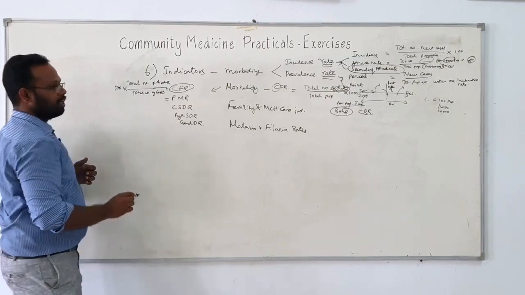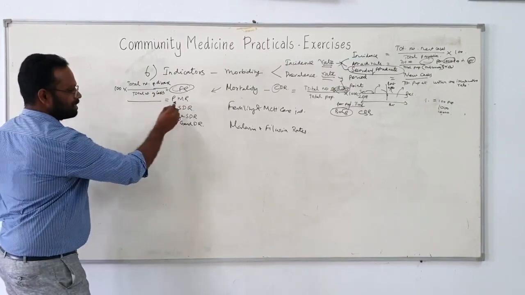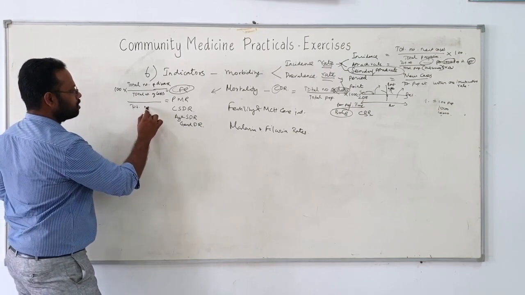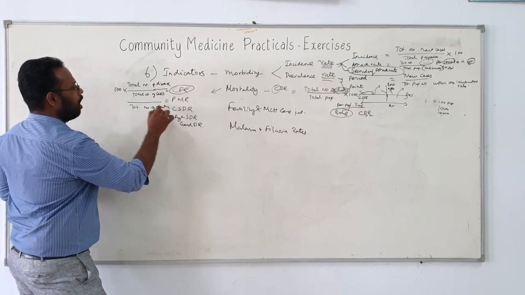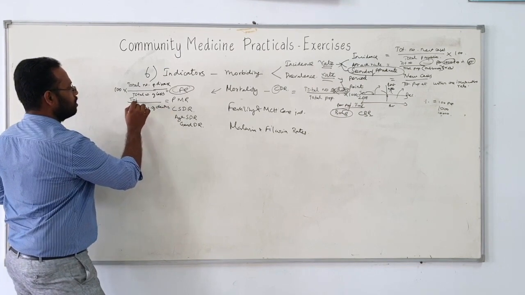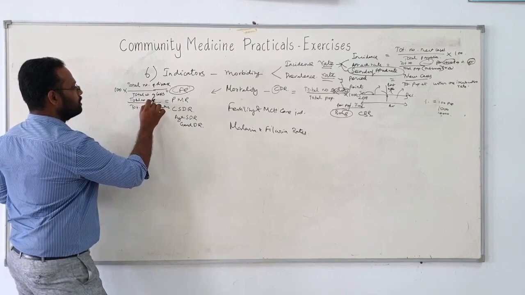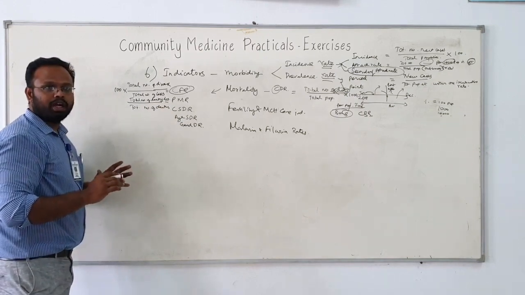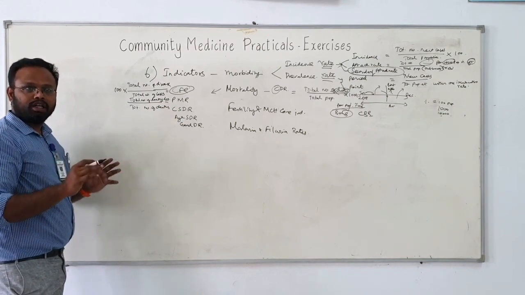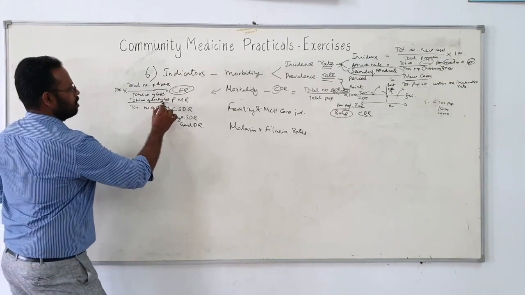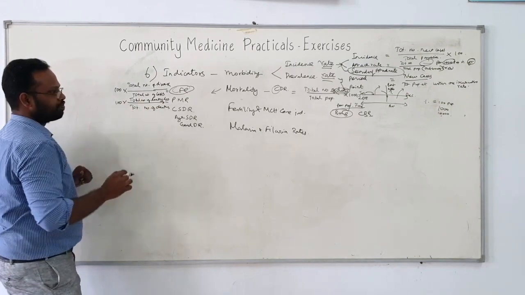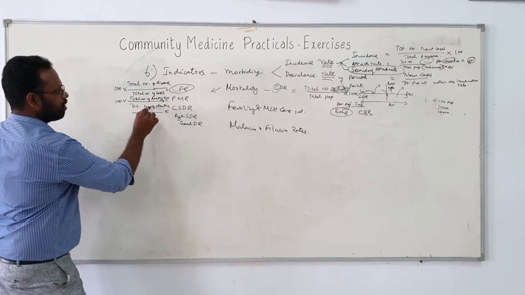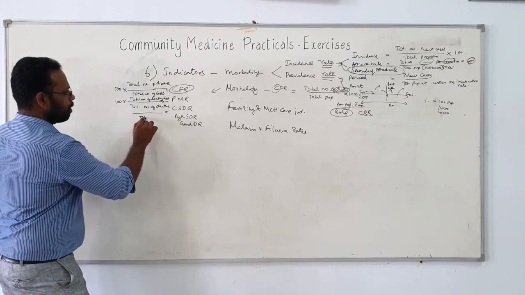Proportional mortality rate: as the name indicates, out of the total number of deaths, how many are due to the particular disease, which means total number of deaths due to the disease. For tuberculosis, a proportional mortality rate of 10 means out of 100 deaths, 10 deaths are due to tuberculosis. That is also expressed per 100. Then cause-specific death rate: here, instead of total number of deaths, the denominator will be total population.